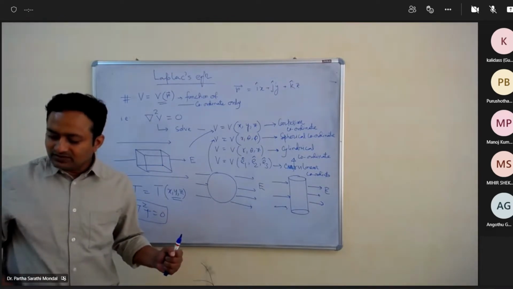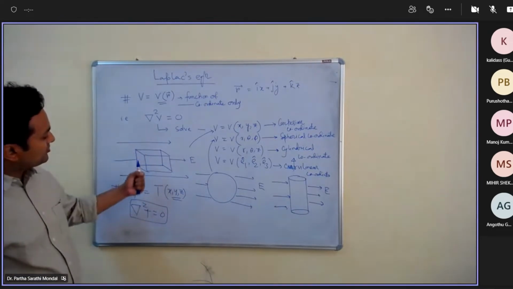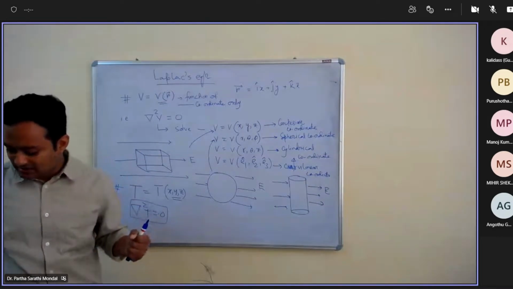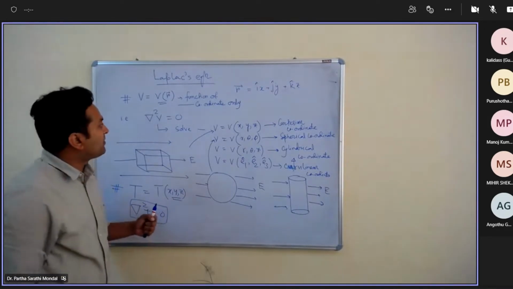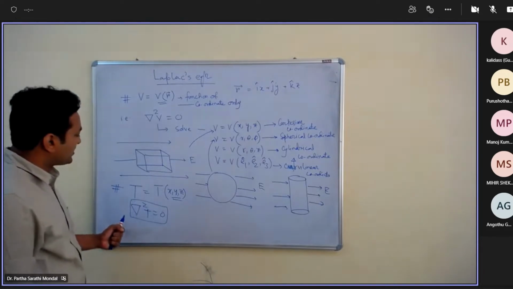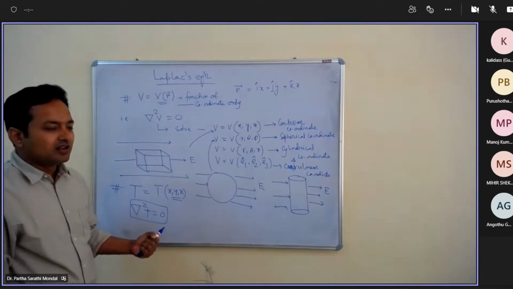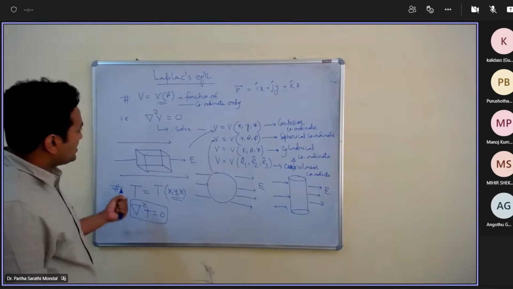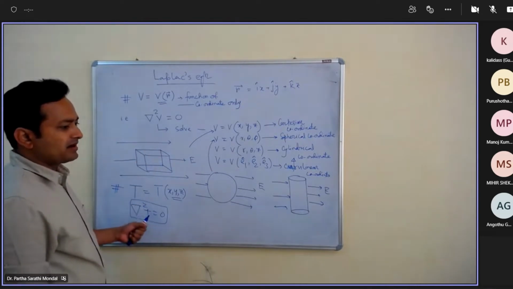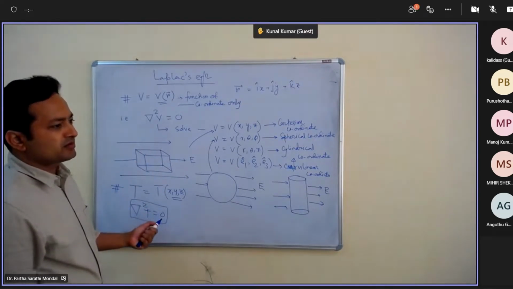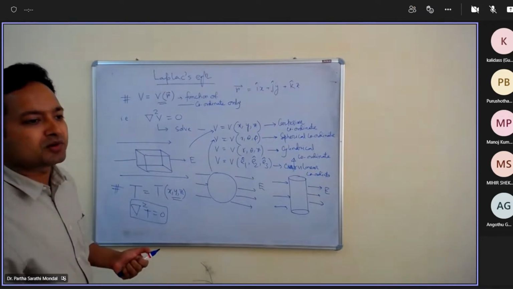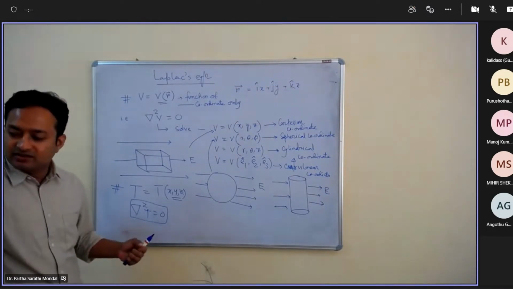So this is how the Laplace equation is very much universal. It is not only applicable for electric potential, it works for any potential function, maybe temperature, maybe electric field, electric potential, magnetic potential, any kind of thermodynamic potential. You can apply the Laplace equation.